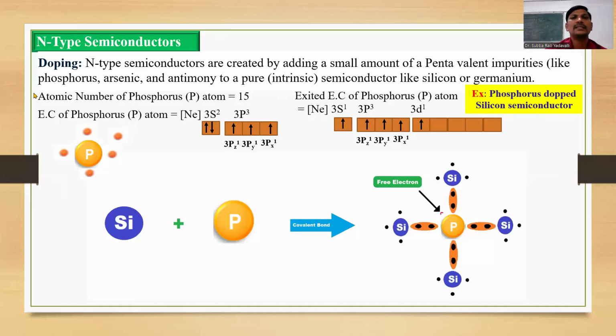So the majority charge carriers in N-type semiconductors are free electrons. In P-type semiconductors, the majority charge carriers are holes due to the presence of a vacant orbital. Here there is an excess electron present in the valency which conducts the electricity. That's why in N-type semiconductors the majority charge carriers are free electrons and the minority charge carriers are holes.